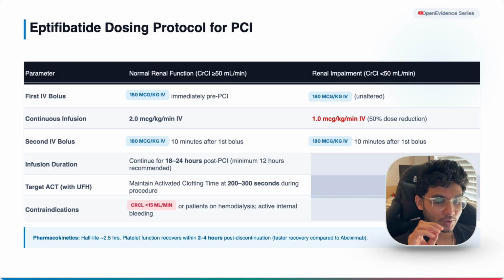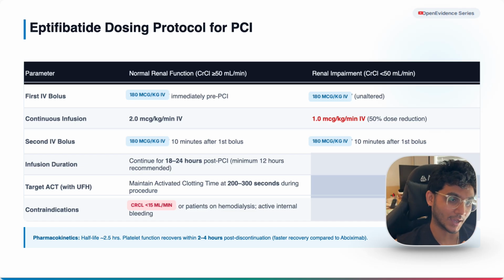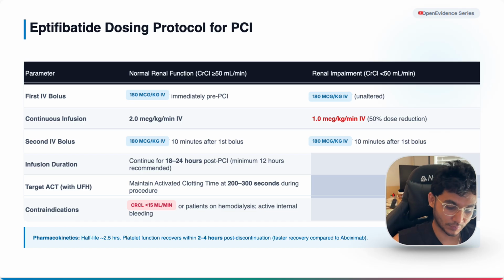So really, the absolute contraindication is creatinine clearance of less than 15 per minute, or patients who are on hemodialysis, because these are patients in whom you'll need to consider other alternatives, and risk versus benefit of bleeding should be considered. Its half-life is 2.5 hours. It's not that bad, and platelet function recovers within 2 to 4 hours after discontinuation. So fast recovery compared to Abciximab. So Eptifibatide, Integrilin, is used for those purposes.